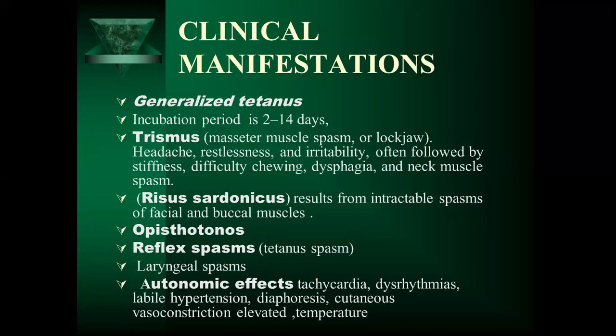Laryngeal spasm is a very bad complication. Anything that the child takes can reach the larynx and lead to laryngeal spasm and death. And the last is the autonomic effect. Autonomic effects are a very serious complication, with tachycardia, dysrhythmia, labile hypertension, diaphoresis, cutaneous vasoconstriction, and high-grade fever. It is all due to the autonomic effects.